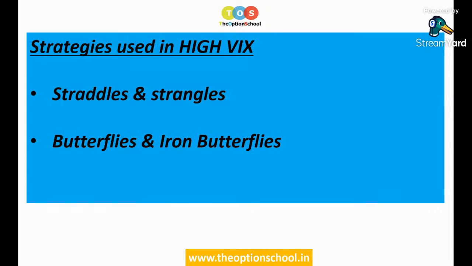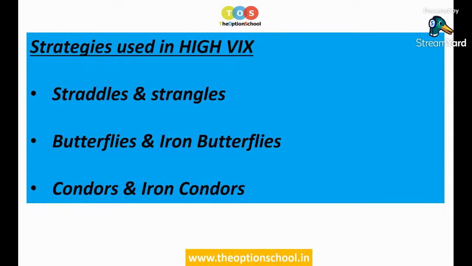Next strategy can be butterflies and iron butterflies. Yes, even butterflies and iron butterflies are the strategies. Even if VIX goes to 40, it's a great strategy to be created, and condors and iron condors. Now here I have given you these three choices. You can make straddles and strangles, very similar strategies, butterflies or iron butterflies, condors and iron condors.